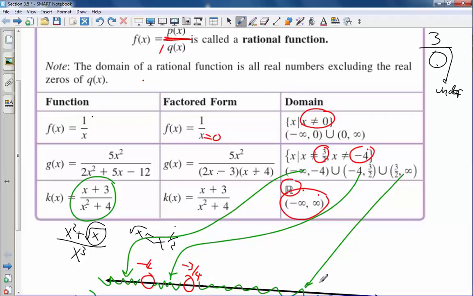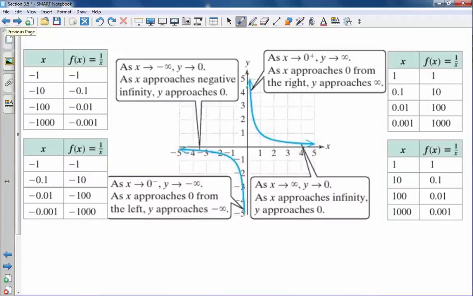All those bad guys create something significant, like vertical asymptotes, we will call them. So spotting these bad guys is crucial. There will be something special coming up. Okay? Before that, let's see really what's happening around those bad guys. So who was the bad guy for 1 over x?